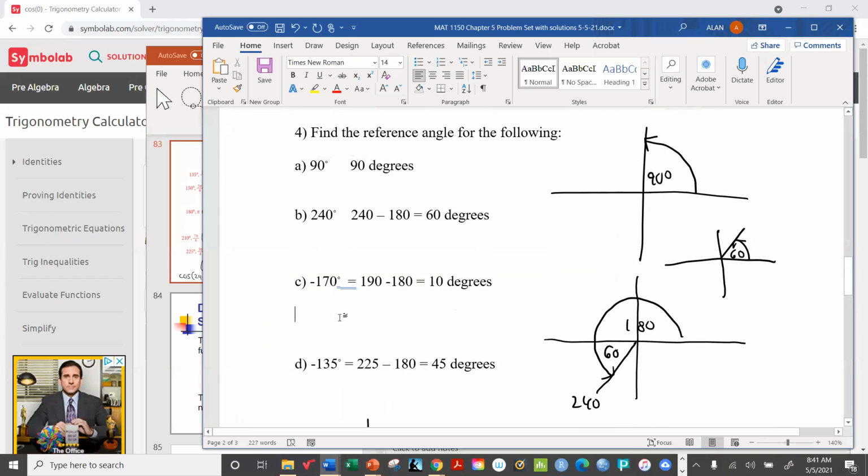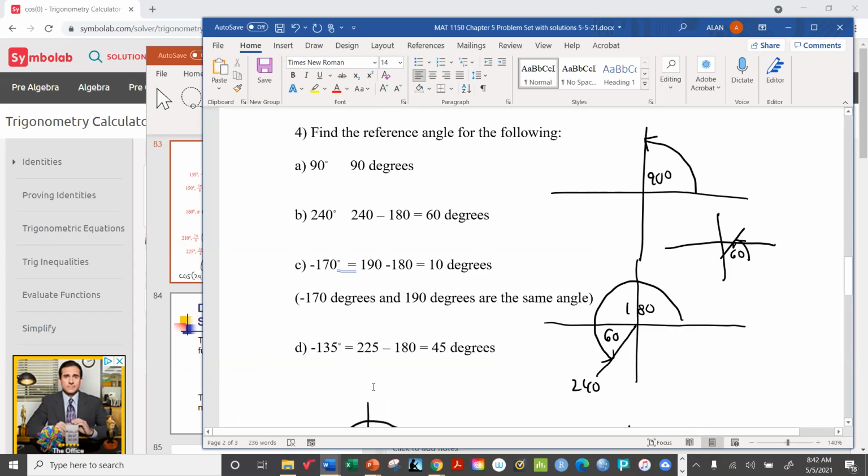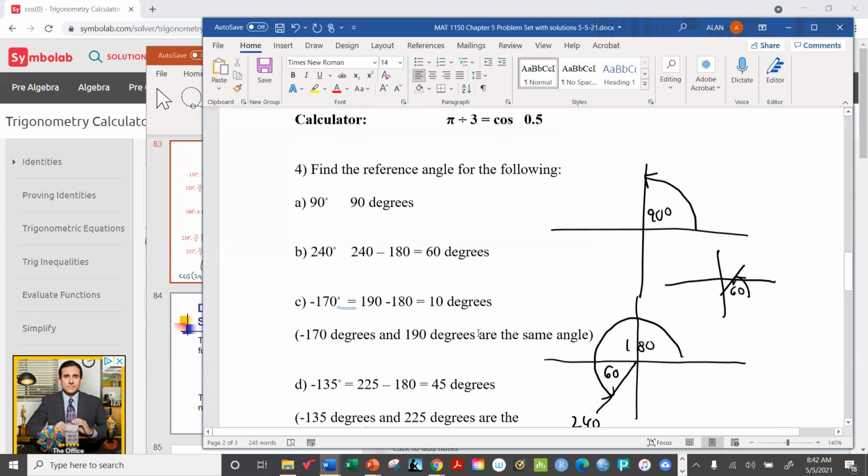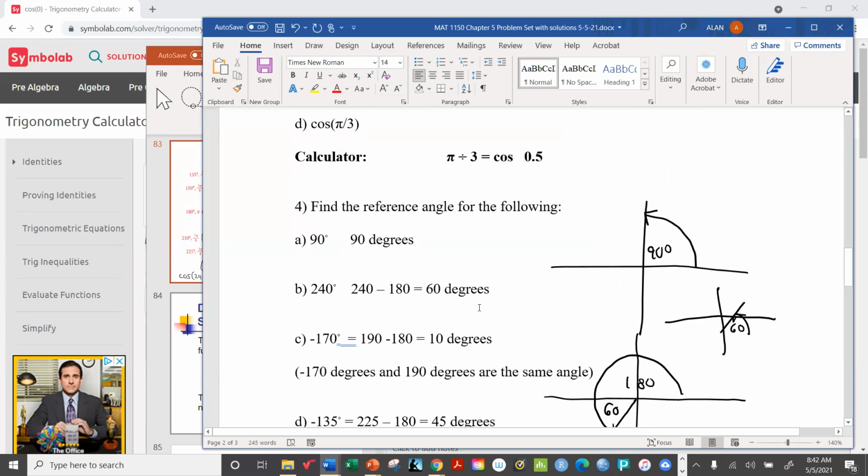Okay, so here I'll put in parentheses, negative 170 degrees and 190 degrees are the same angle. Just so if you're reading this later on, you'll remember where this is all coming from. Right now, the way it's written, it's kind of confusing. So just a quick reminder, in parentheses, negative 135 degrees and 225 degrees are the same angle. And then you take it from there. Then you subtract 180 and you find yourself back in the first quadrant, and you'll end up with your reference angle.